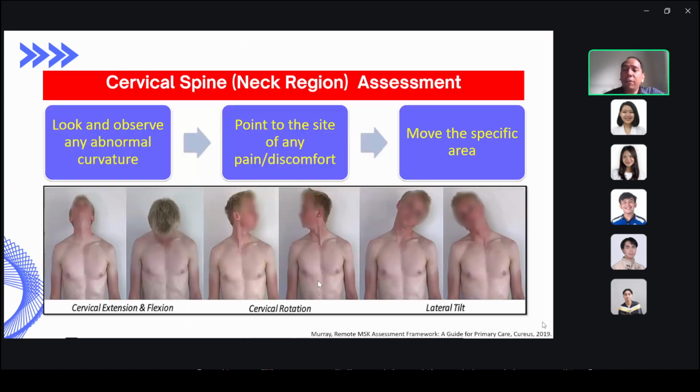So like for the first patient, you have the cervical spine neck region assessment, look and observe any abnormal curvature. So we have to ask, is there anyone from the group whose undergraduate course was physical therapy?